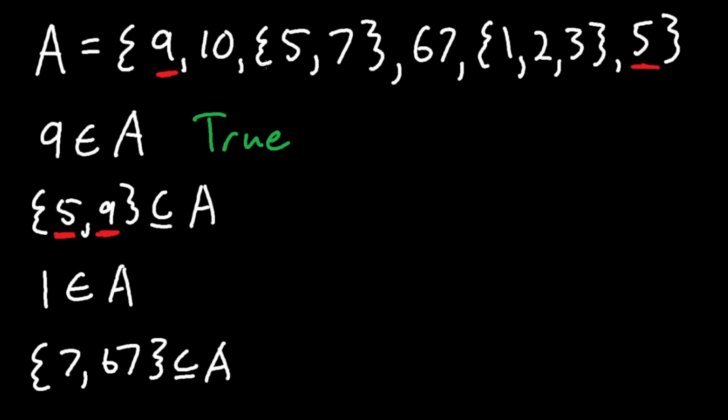Is 9 an element of set A? Well, it is, right? 9 is an element of set A. It counts towards its own cardinality. So yes, this right here is true.